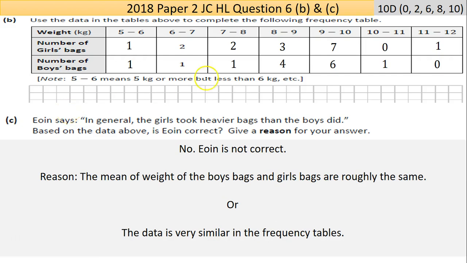Just as long as you're careful, that should be pretty cool. Now, B and C are marked together. Okay, so if you get one part correct, you probably get the 8. So hopefully you got the 8 so far.